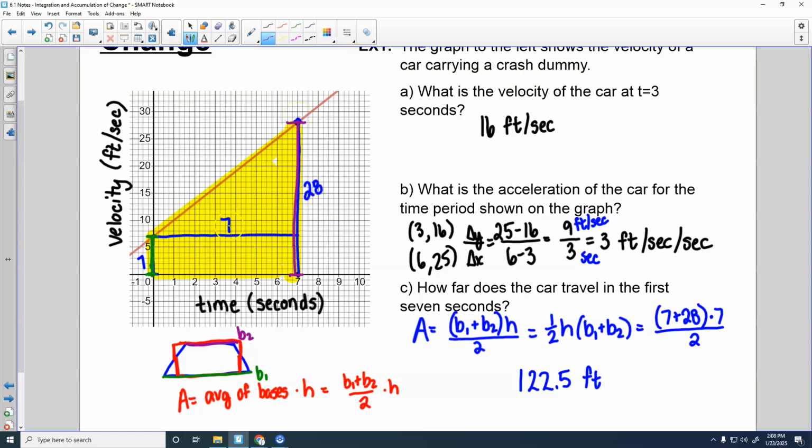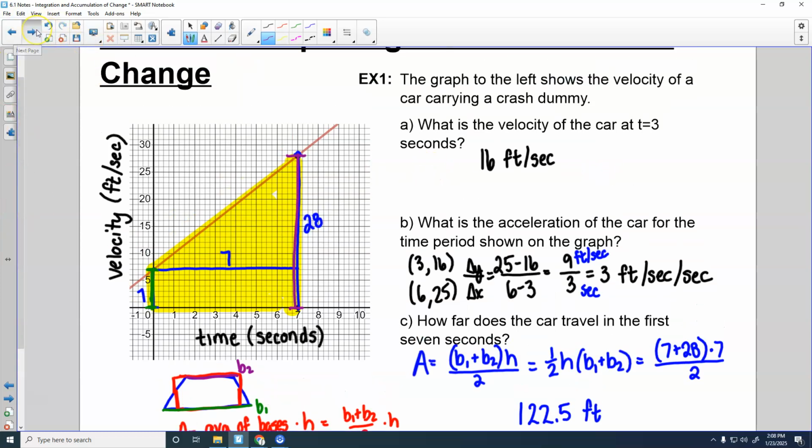On this one, you could just do a rectangle and a triangle. On some stuff that's coming up, you don't want to do rectangles and triangles. It would take you forever. You're going to need to know that trapezoid formula. Okay. All right, let's keep going.